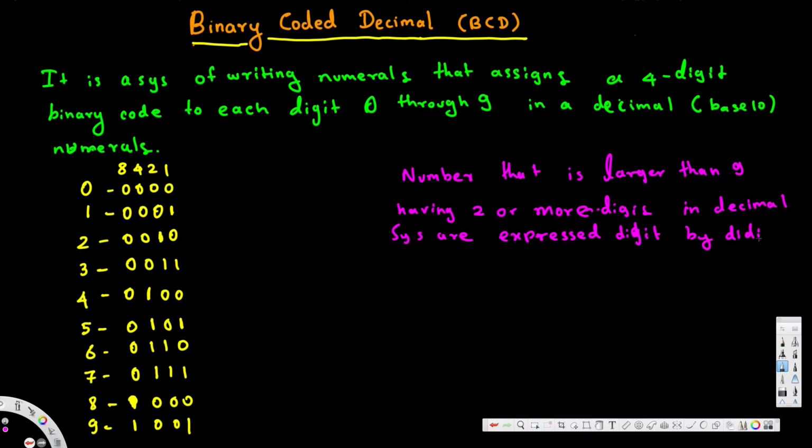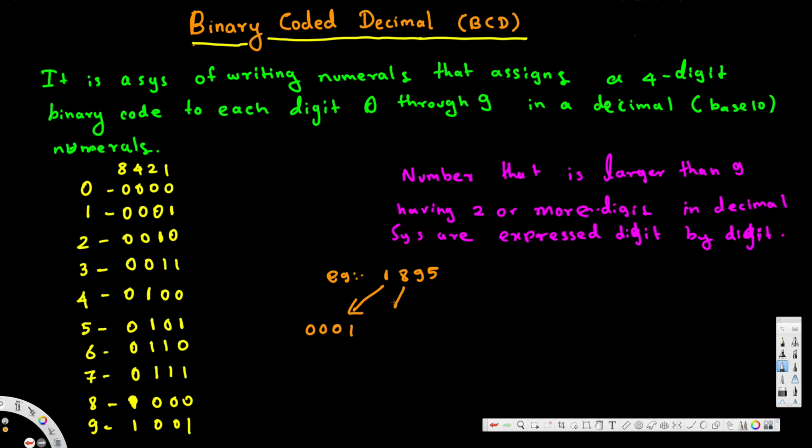Now let's see an example of that. Here I'm going to write the example. Here we are going to see the BCD representation of, let's say, 1895. So for this one, we are going to pick up this 1 alone. For 1, what is the binary coded decimal? 0, 0, 0, 1.